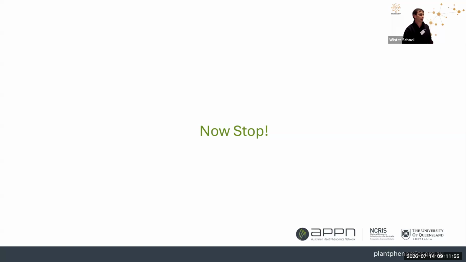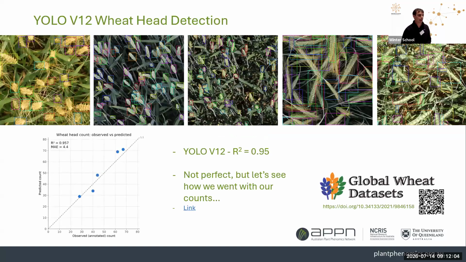If we apply things like AI models, we can start to be more objective, but there are a lot of considerations to make with these types of things. If we apply a wheat head detection model, a YOLO V12 model, on the same images that we just counted, you can see that it does a fairly good job. It has an R² of 0.95. There's a bit of error there, but it's pretty accurate.